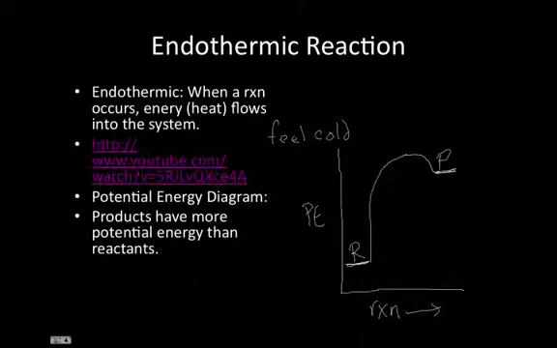Now, in order to calculate the amount of energy that was absorbed by the system, we would take the difference between the products and the reactants. So we have the products here, the reactants here, and the difference between them is called the delta H of reaction, which is also the heat of reaction.